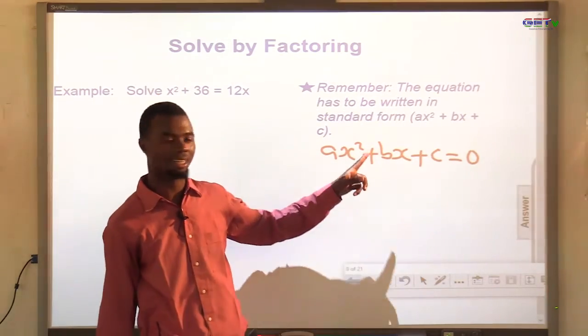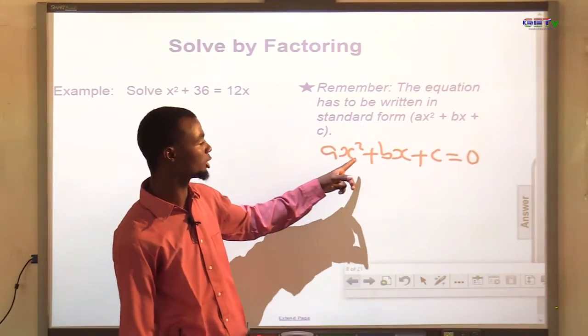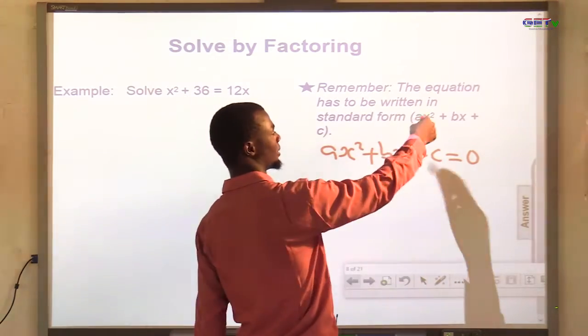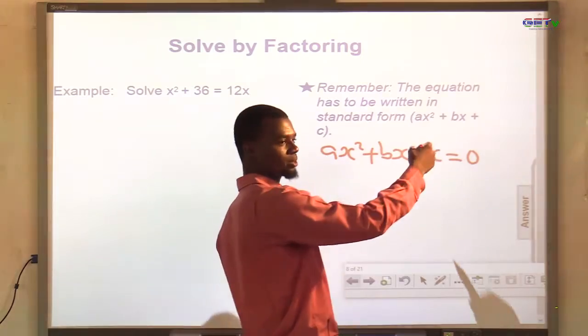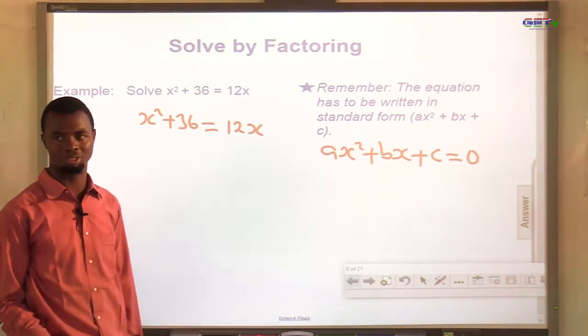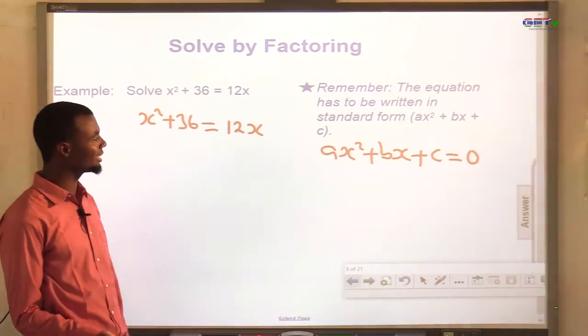To get this in the standard form, remember it should be ax squared plus bx plus c is equals to 0. This one and this one is all the same. This one is just in the form of expression, and we have to write it in this form before we'll be able to factorize it. How do we write it in this form?